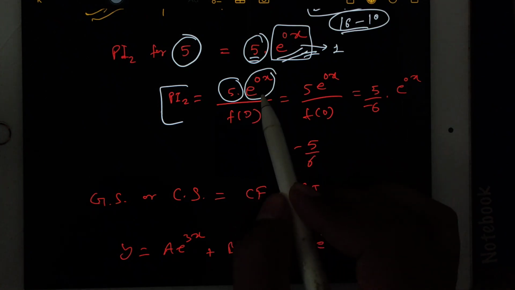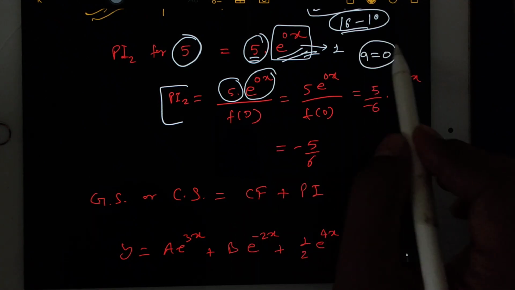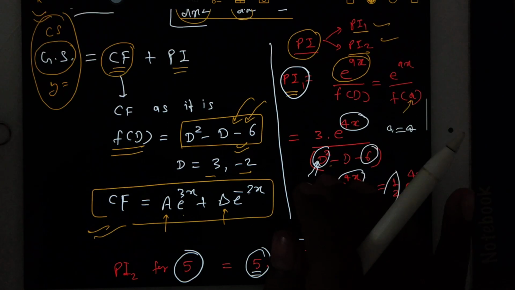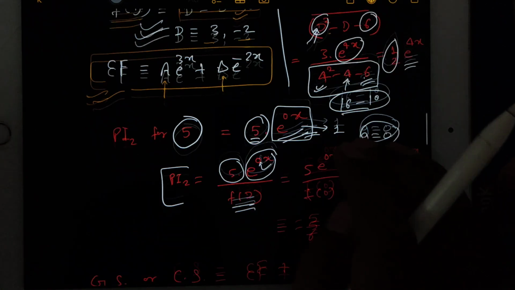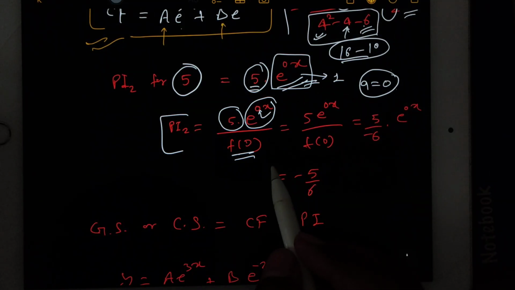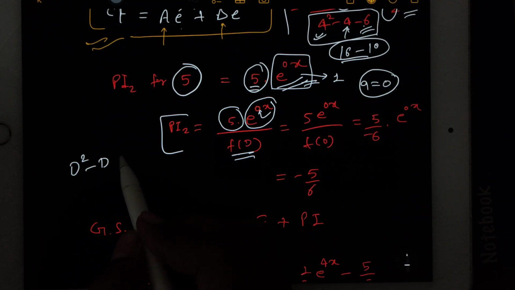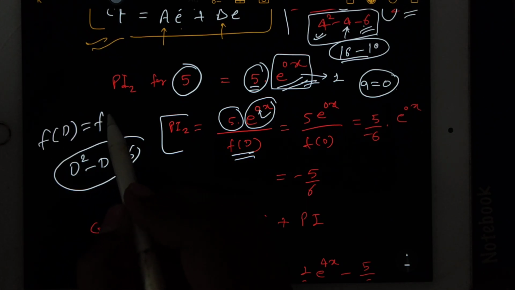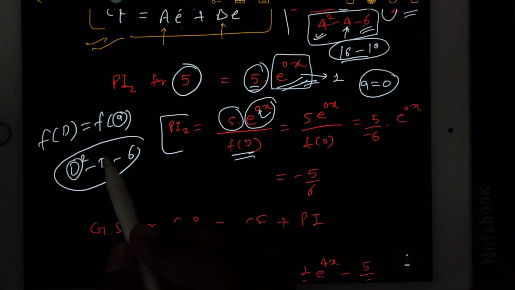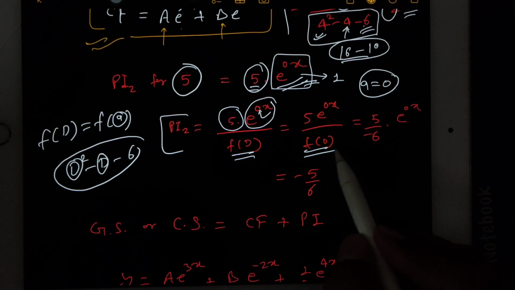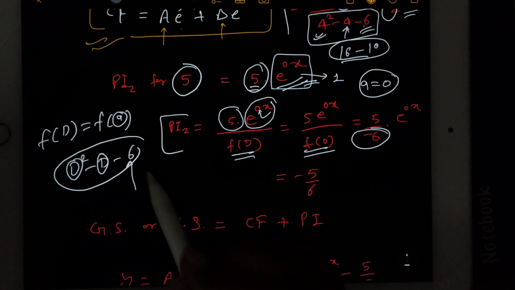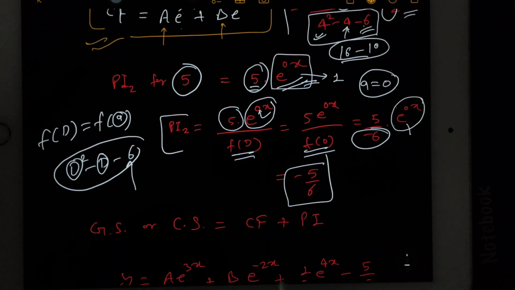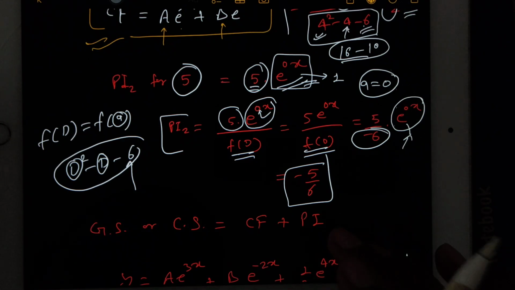From e power 0x, you will calculate what your a value was. The a value is 0. Why? Because the coefficient of x is your a. Then the same FD you will use for 5 also. What was your FD? D square minus d minus 6. This was your FD value. Now in this FD, you have to find out F of a. What is your a? 0. So substitute 0 here. F of 0 is how much? Minus 6, because minus 6 is remaining here. So 5 by minus 6, and this e power 0x is again 1. So minus 5 by 6 is your final answer.